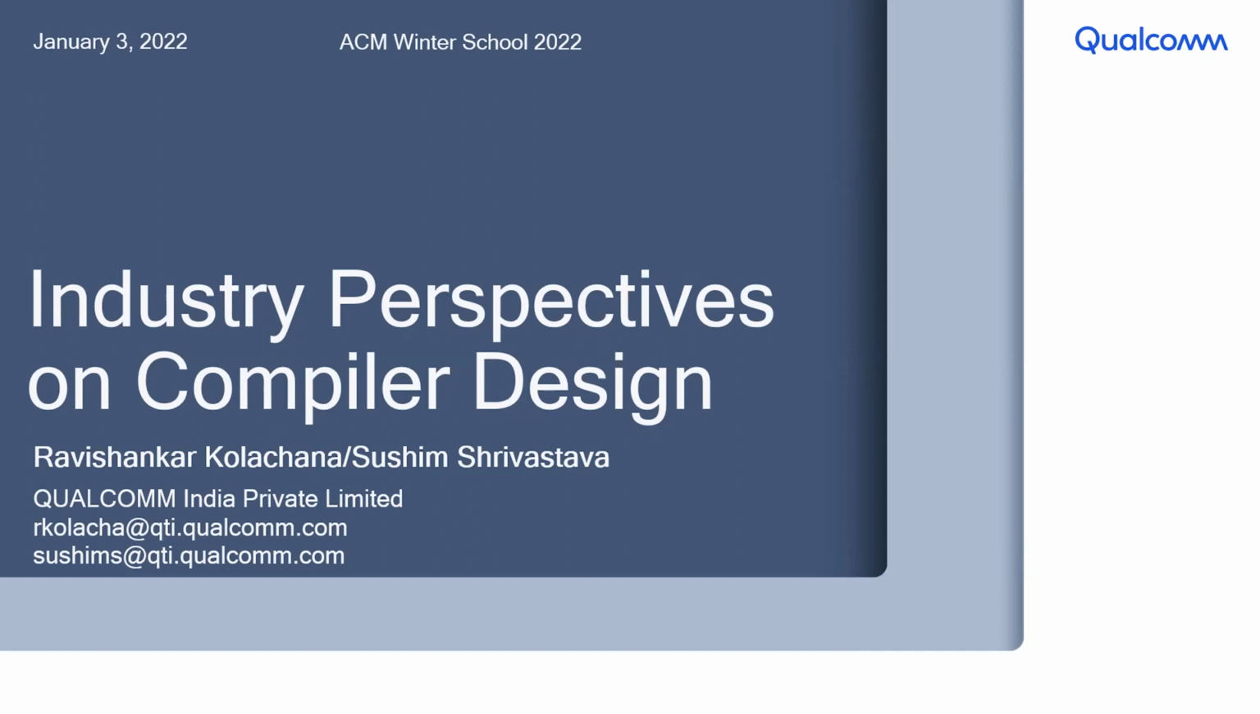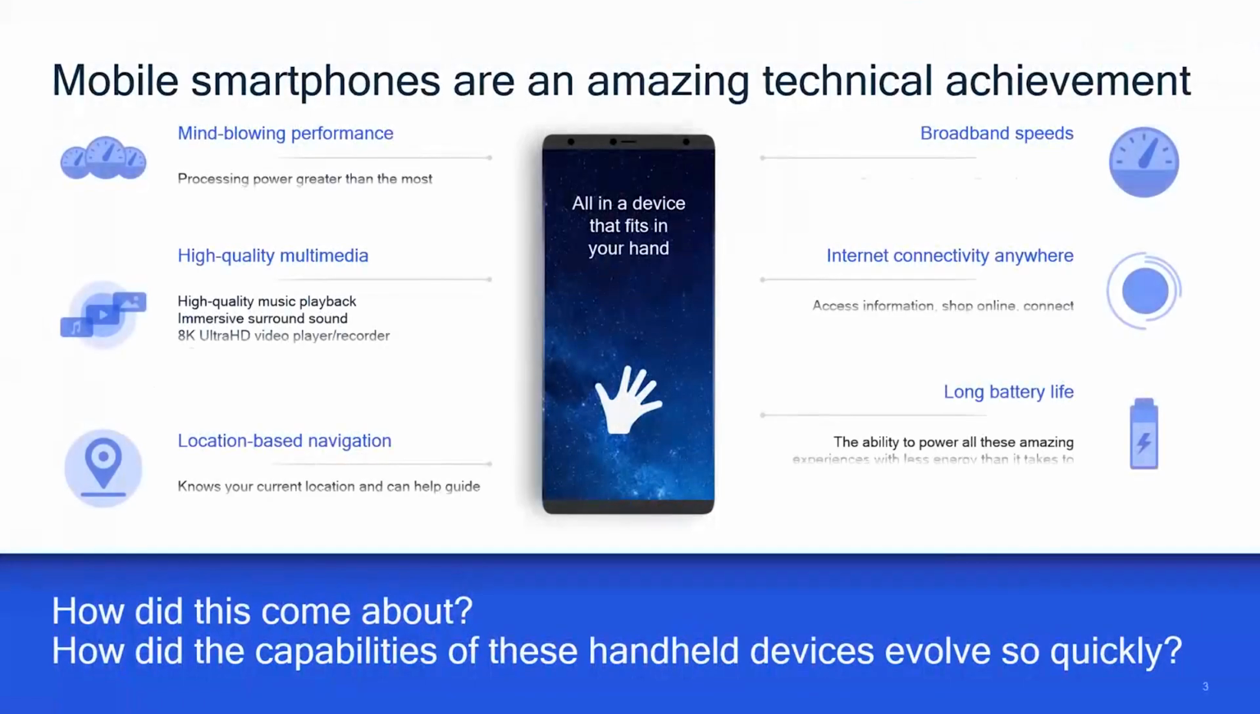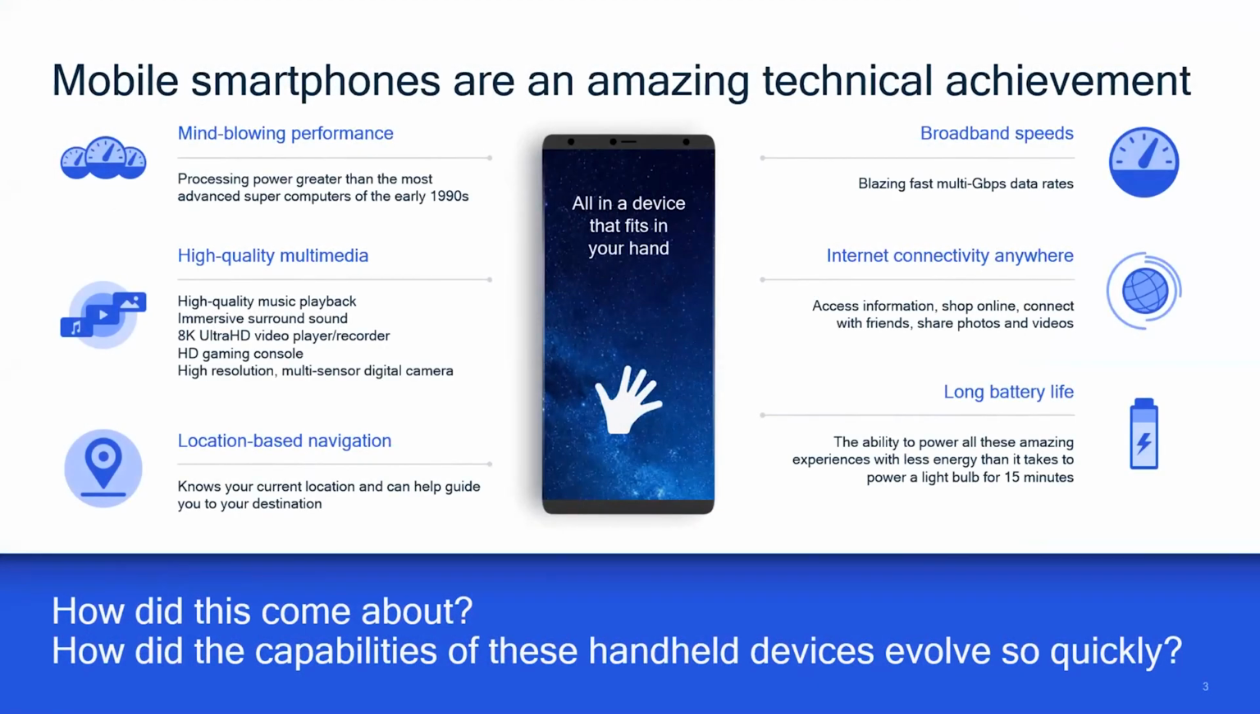First, I will try to set context. Since I am from a mobile phone or smartphone background, I will take references and use cases from there, but they are equally applicable in other domains too. Mobile smartphones are an amazing technical achievement. I am not talking about this slide from the perspective of what an achievement the mobile phone is, but trying to explain the complexity that mobile evolution has brought about.